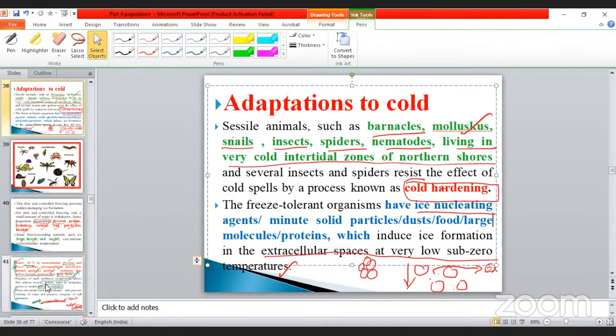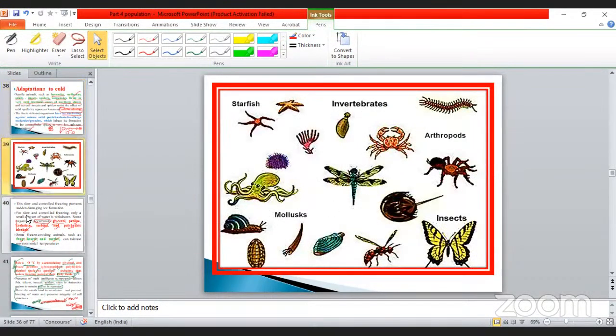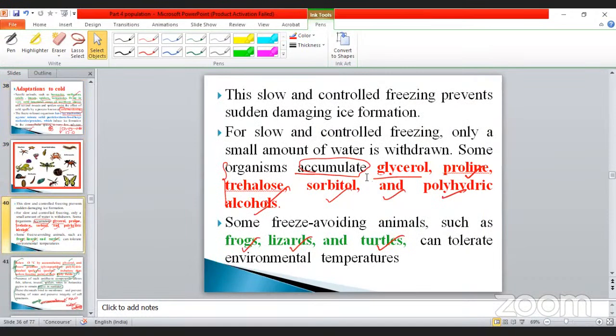Okay, my dear. So these are very, very important components. These components are present in it. That's why it will not mingle or react with the water molecules, so the animals can easily escape from those conditions. These are the examples, we already saw it. Particularly the accumulation of components, what are the components? Glycerol, proline and triglycerol, sorbitol and polyhydric alcohol.